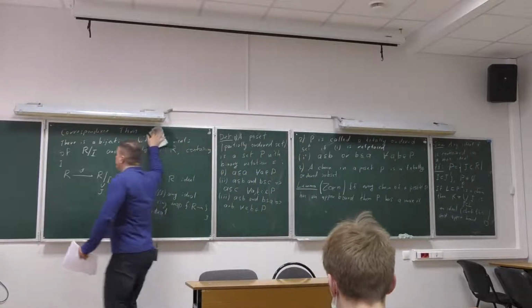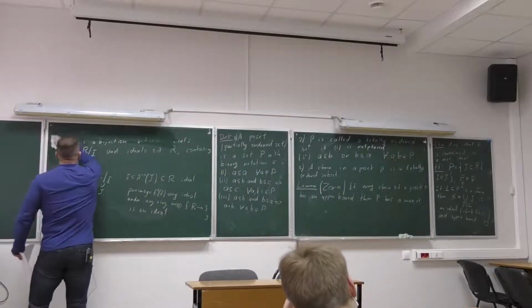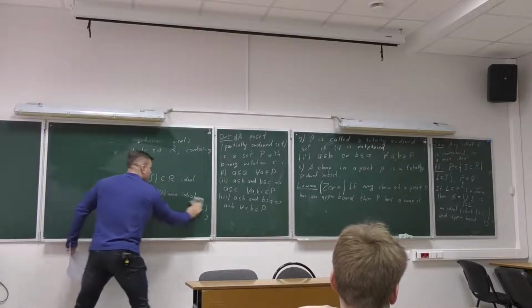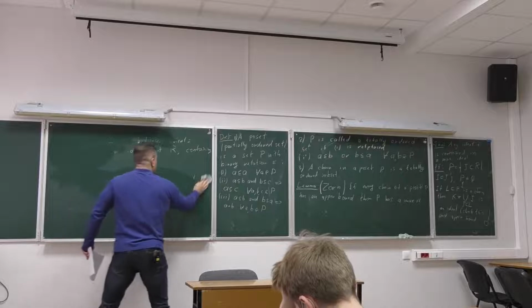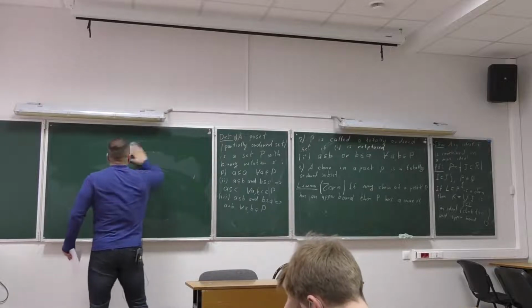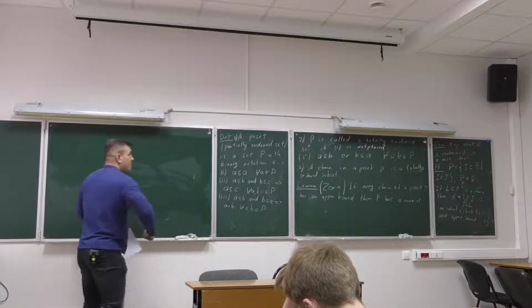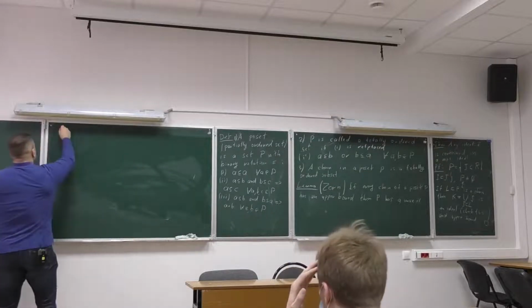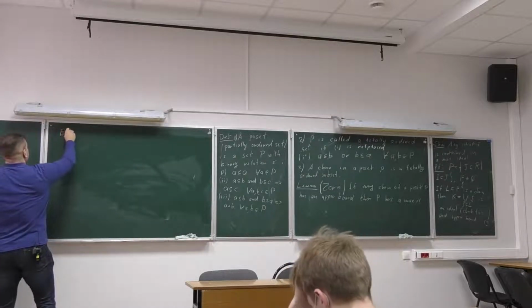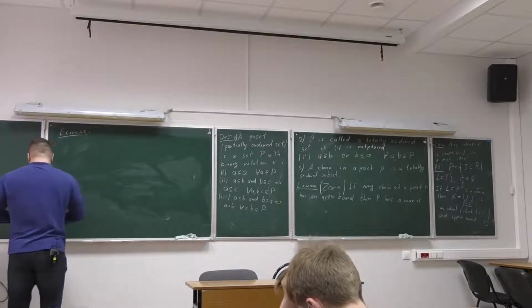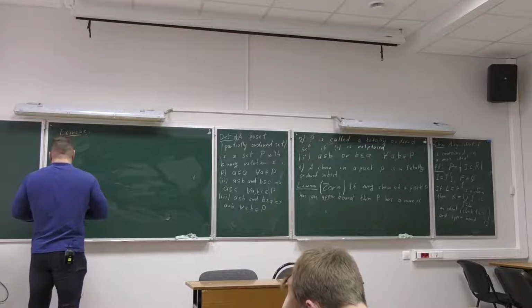Now I just want to emphasize that this observation, that this union is an ideal, is not a completely trivial observation. You cannot just say that a union of any family of ideals is an ideal. That's just wrong. But maybe I give you another exercise related to this question.